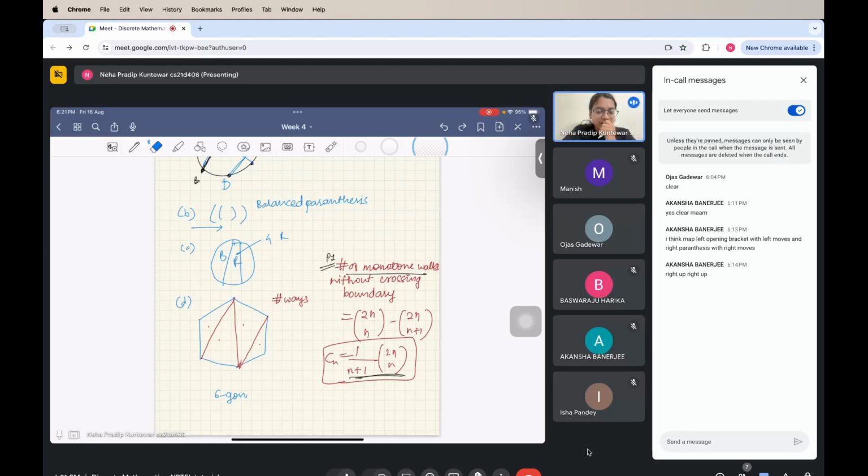Okay, so let me just repeat what you said. I just want to be clear that I understood your idea. So what you're saying is that you start with n equals 3, n equals 4, which is square, pentagon, hexagon, and so on, and you try to find the number of triangulations that are possible, and you try to match it with the Catalan number, and if that happens, then you know that the count matches. Is that what you are suggesting?